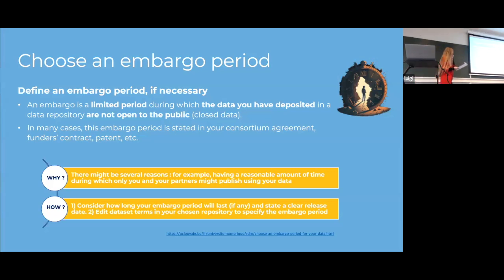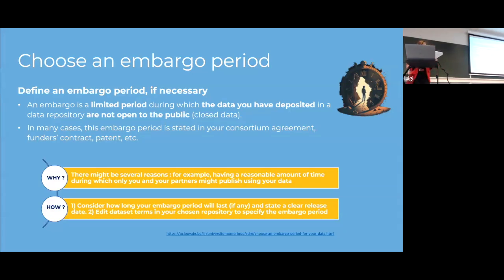So why? What is the reason to put an embargo? The most frequently used reason is because you want to have time to publish in journals, for example, before sharing your data with the public. That can be an argument to have an embargo period.